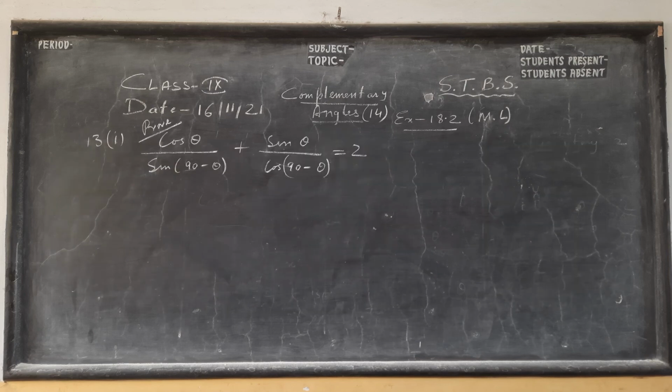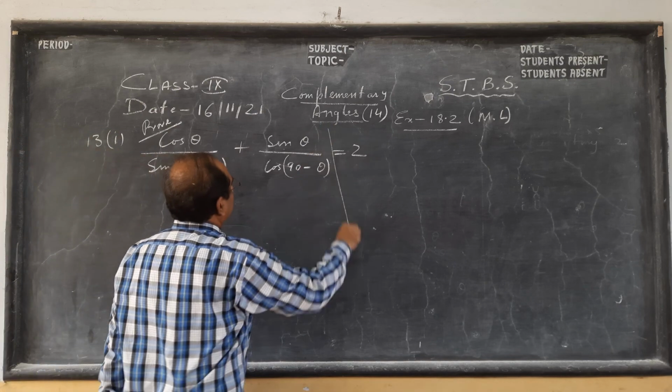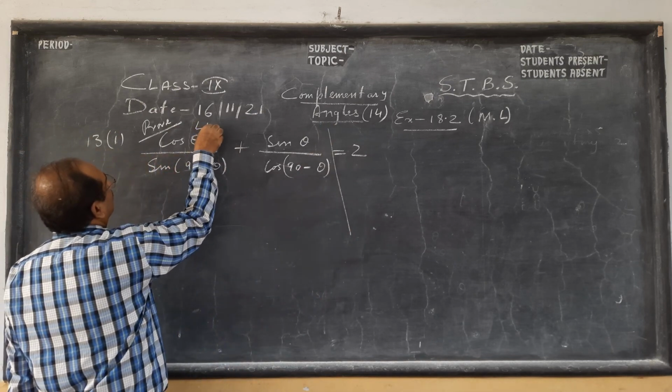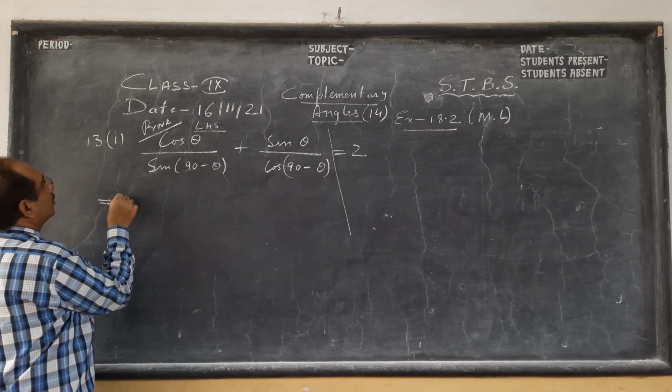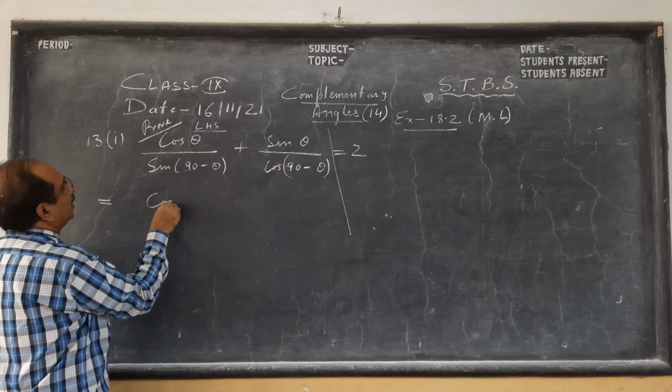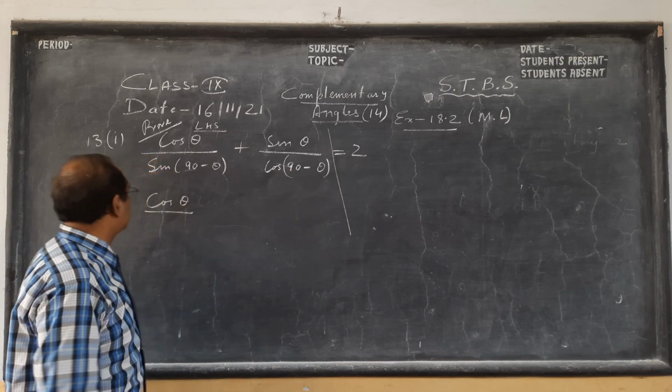So next we move on to question 13 part 1 of exercise 18.2 of ML Agrawal. We have to prove, so don't write this, children. We start with LHS. You can write LHS in another line. We have to prove the left hand side should be equal to 2, which is the right hand side.